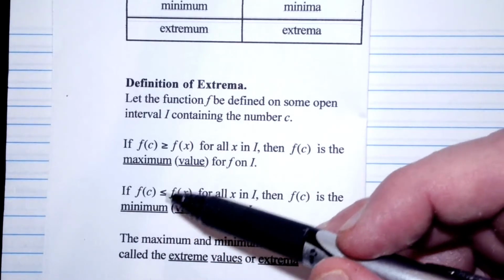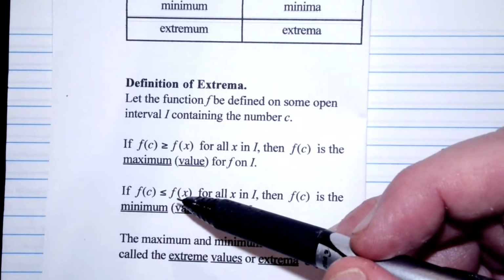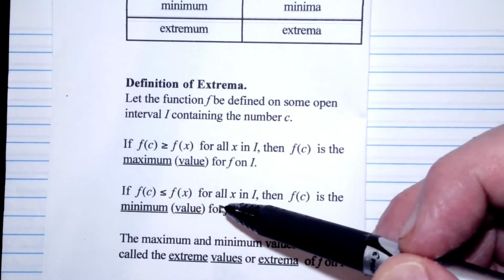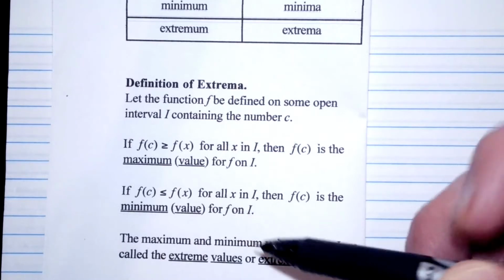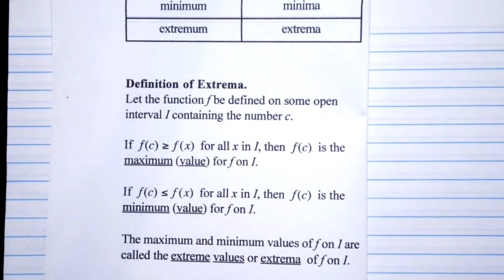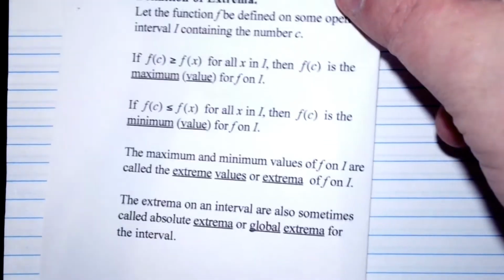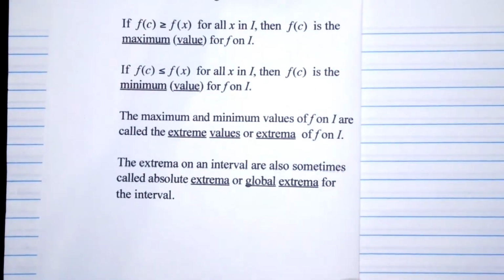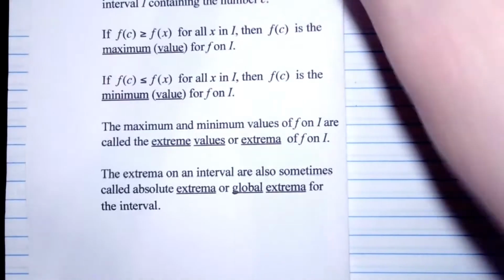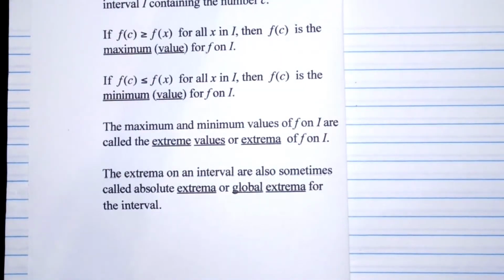And if f of c is less than or equal to all the f of x's, then f of c is the minimum value for f. And then the minimum and maximum values are each called extreme values or extrema for f on the interval I. The extrema on an interval are also sometimes called absolute extrema or global extrema for the interval.